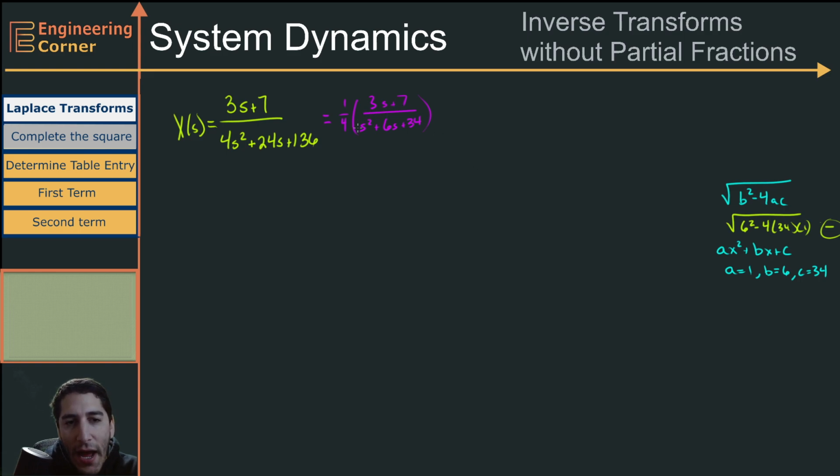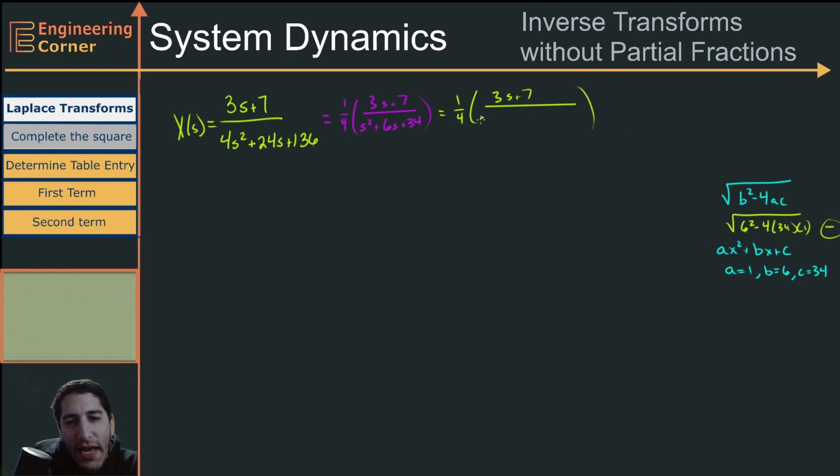And I'm not going to be able to analytically just break up this term into two polynomials. I'm going to have to complete the square. So I'm going to have to say this is equal to 1/4 times 3s plus 7 divided by, now we need to complete the square. And to complete the square, we're going to group terms in a specific way.